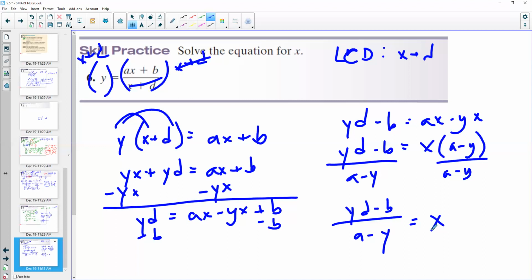And it's finished. Okay, so the process here is always multiply both sides by the common denominator, and then aim to get the thing you're trying to solve for all on one side so you can factor it out like a common term.